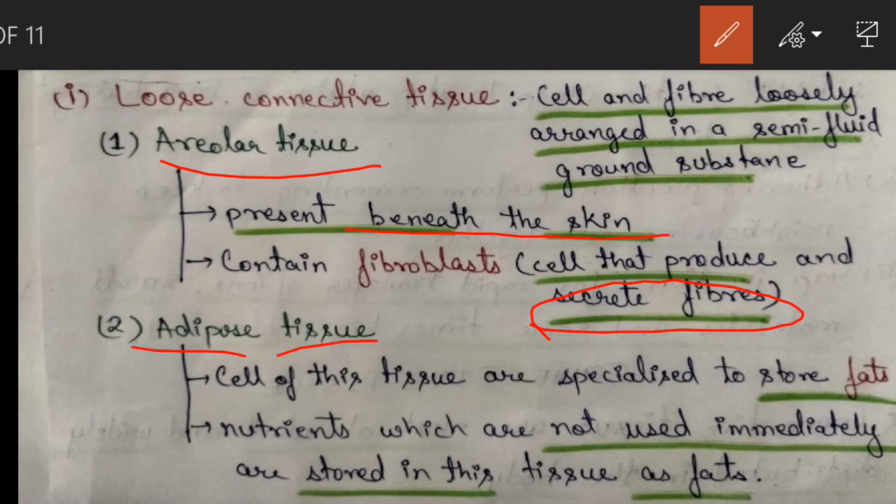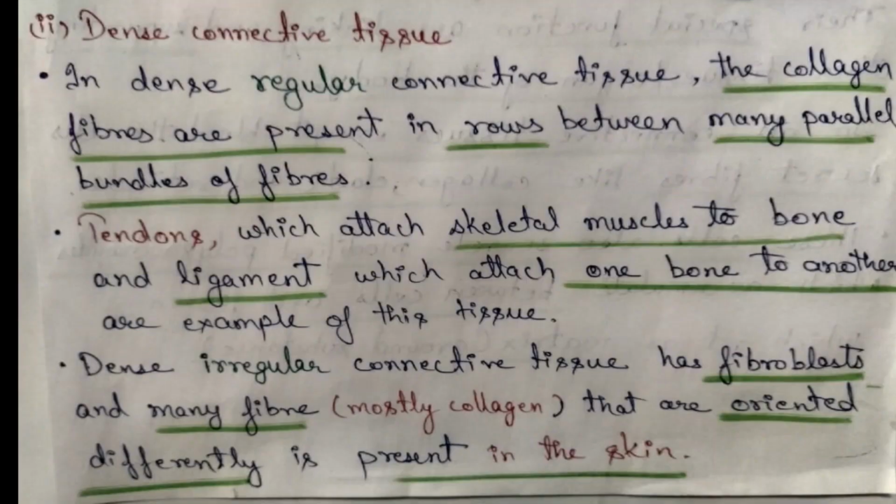Next we have adipose tissue. In this tissue we store fat and it is specialized for it. The nutrients which are not immediately metabolized in our body are stored in the form of fat in this tissue. Next we have dense connective tissue.